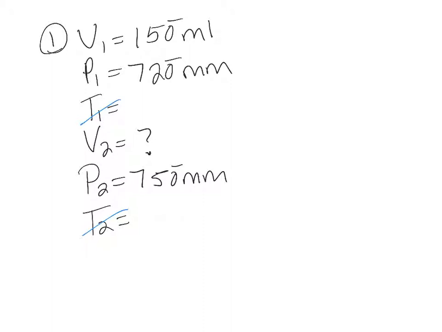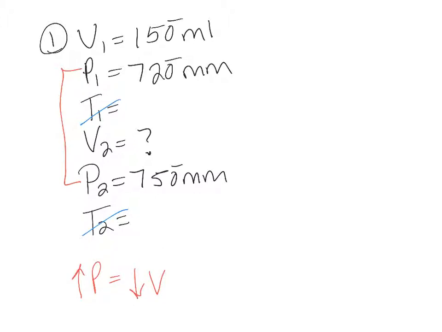What's happening in this example is the pressure from P1 to P2 is going from 720 to 750, so our pressure is going up. If you take a balloon filled with oxygen gas and you squeeze on the outside, increasing the pressure, you can squeeze it into a smaller space. So we would expect the volume to go down at the end of this problem. When we find our V2, we would expect it to be smaller than V1.